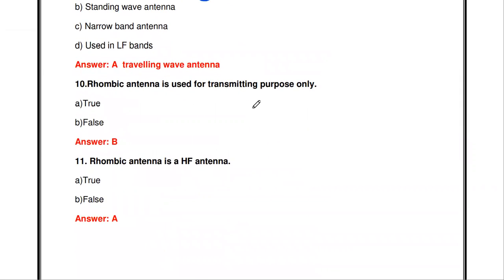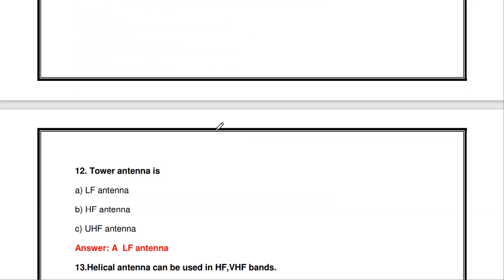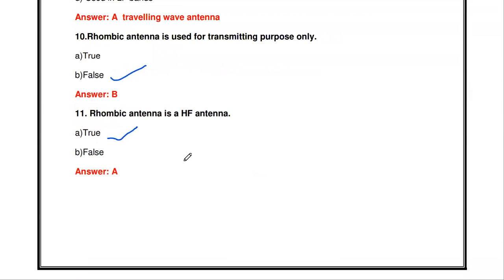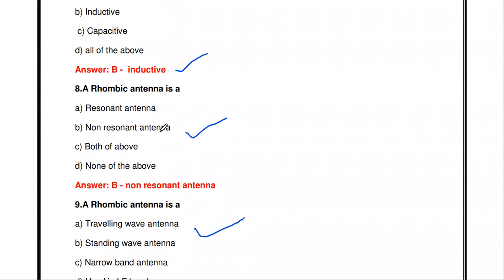Then the rhombic antenna is used for transmitting purpose only. True or false? It's false. The rhombic antenna is not used for transmitting purpose only. It's used for both transmitting and reception purpose. The rhombic antenna is a high frequency antenna. Yes, it's true. So from this you just remember: the rhombic antenna is a high frequency antenna and it is a non-resonant antenna. That's why the rhombic antenna is under the classification of traveling wave antenna.